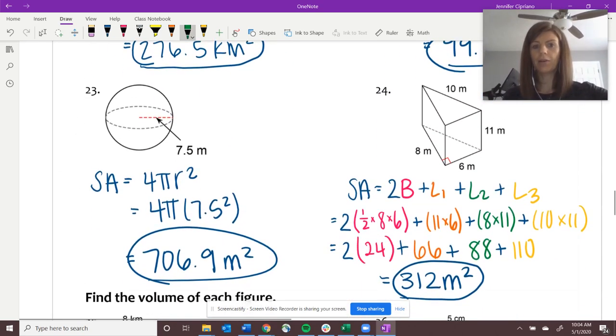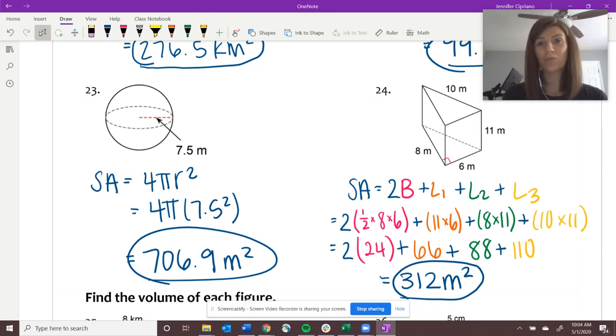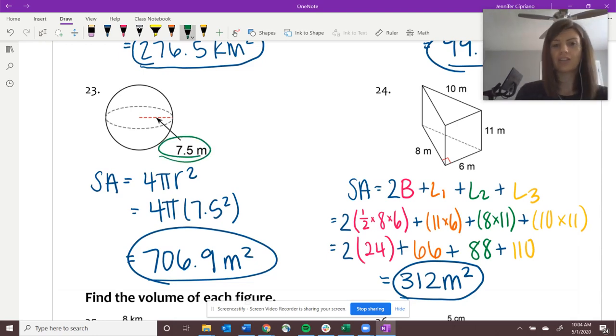All right, number 23, so spheres. These are probably the easiest ones because you only have one number to plug in. Surface area of a sphere is 4 pi times the radius squared. And we were given the radius, so you literally just have to plug that into your formula.